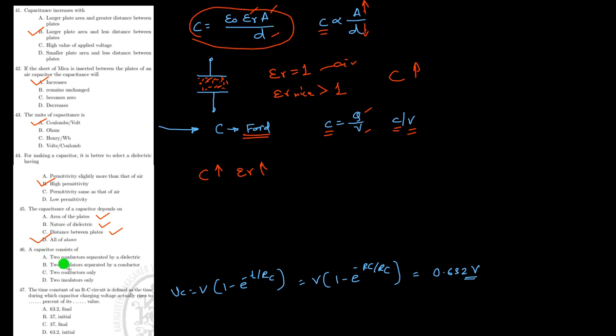A capacitor consists of two conductors separated by a dielectric, and the time constant RC is defined as the time during which the capacitor charging voltage rises to. During the charging, when the capacitor voltage reaches 63 percent of the final value, that is called the time constant tau. So 63.2 percent of its final value. So that is the correct option.